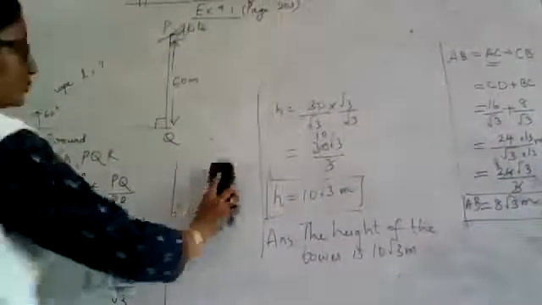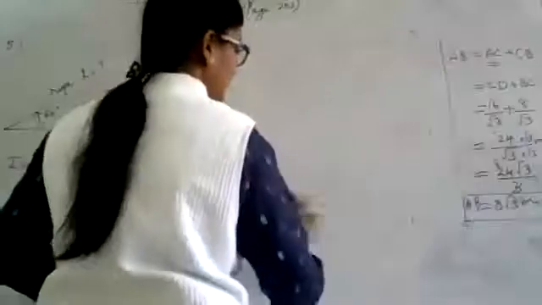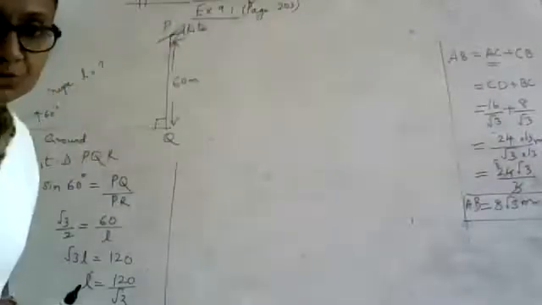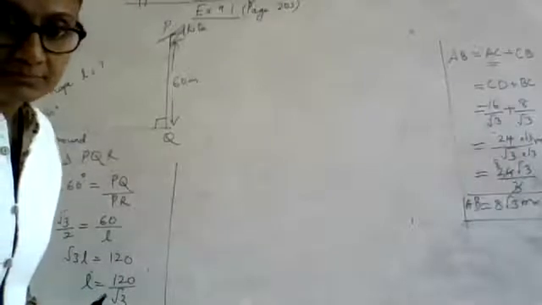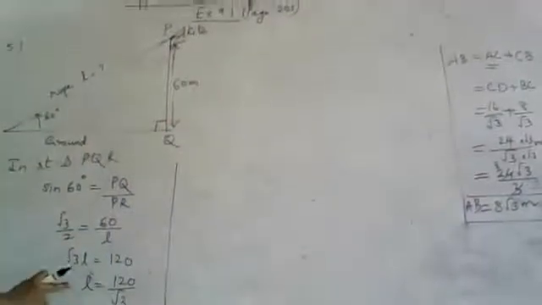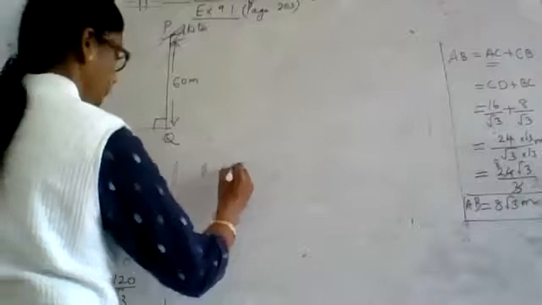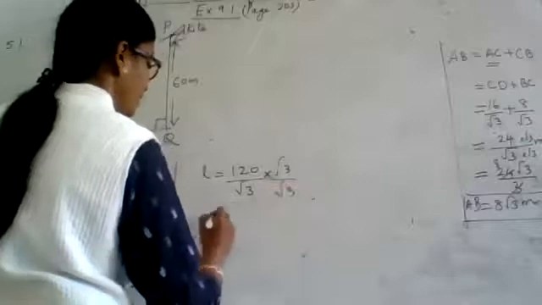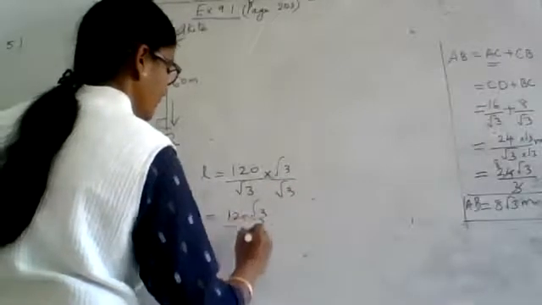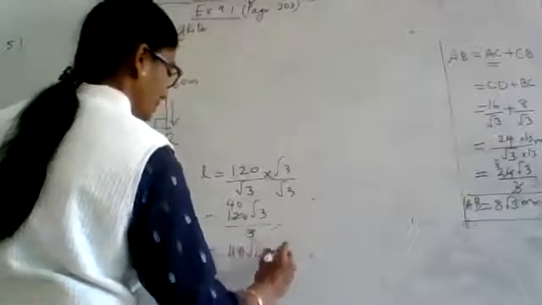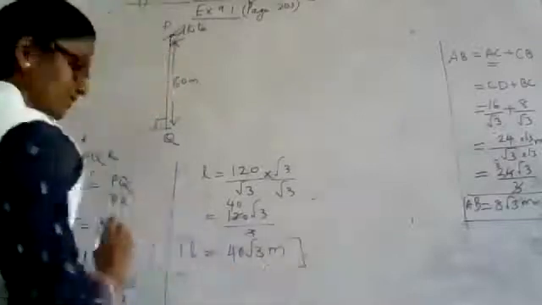Okay, let me clear the board a little. Because sine is the trigonometric ratio which connects my PQ and PR, I have substituted sine. So when I take L equals 120 divided by root 3, rationalize the denominator, I will have 120 root 3 divided by 3, which will be 40 times root 3. So how many meters is the length of the string?